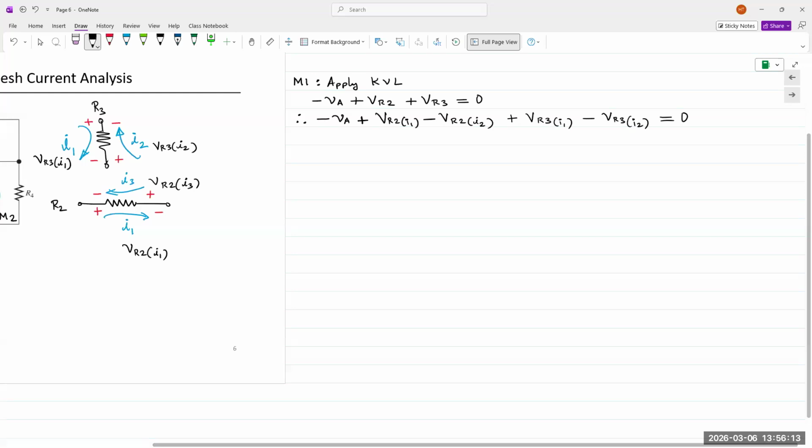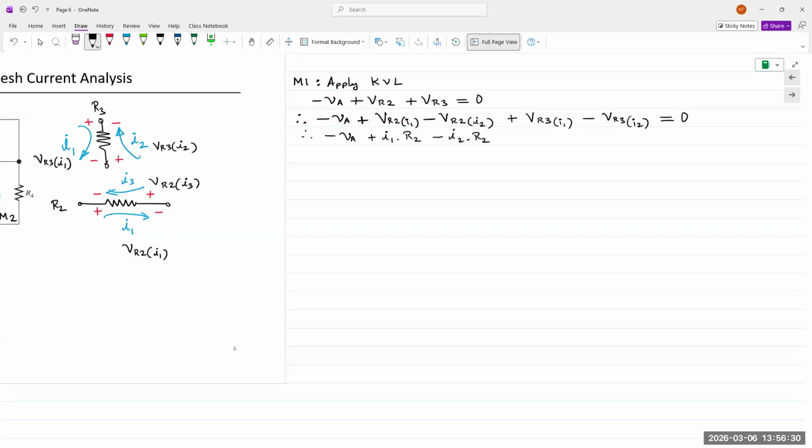And now we simply express each voltage drop in terms of the mesh current. And I can write minus VA plus I1 times R2 minus I2 times R2 plus I1 times R3 minus I2 times R3 is equal to 0.